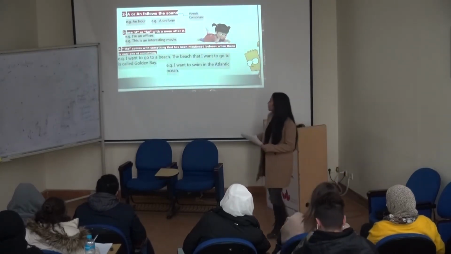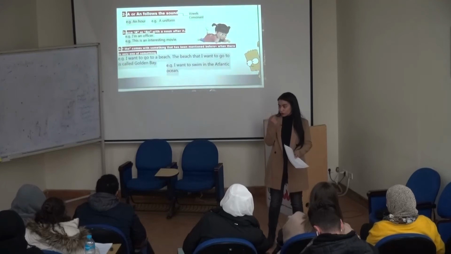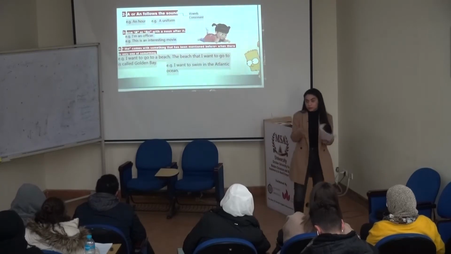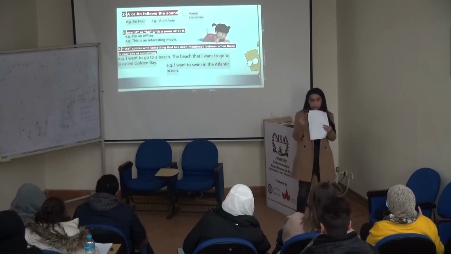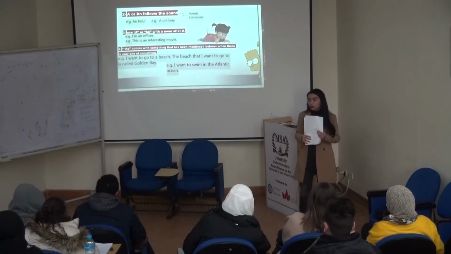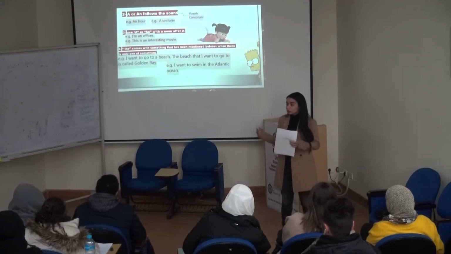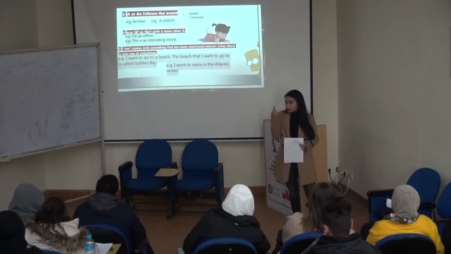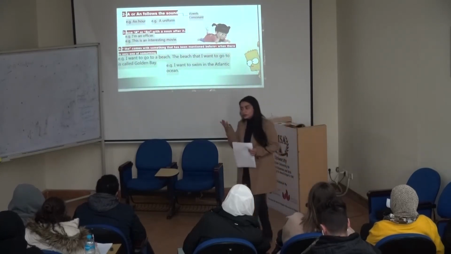I want to swim in the Atlantic Ocean. We say the Atlantic Ocean because there is only one Atlantic Ocean, right? So that's why we say the Atlantic Ocean. So can someone give me an example? I want to swim in the sea. No. For example, like the sun, the moon. No, you need to say something when there is only one of something, that is unique.